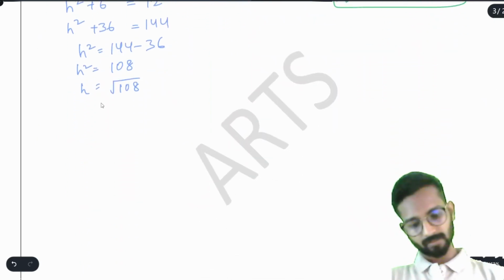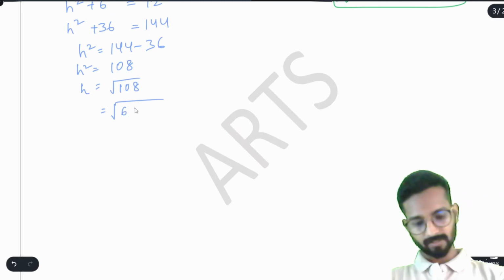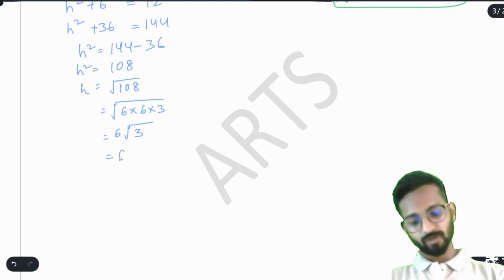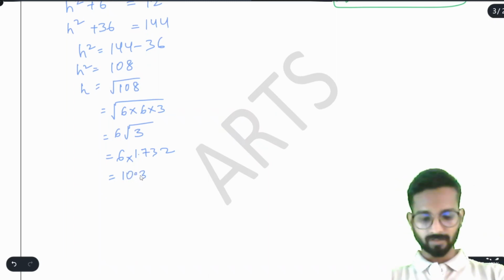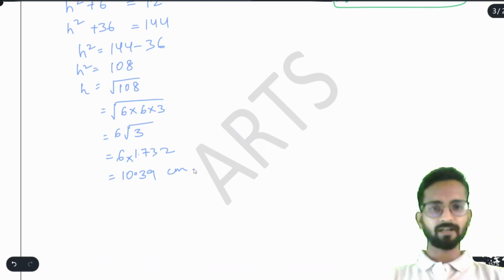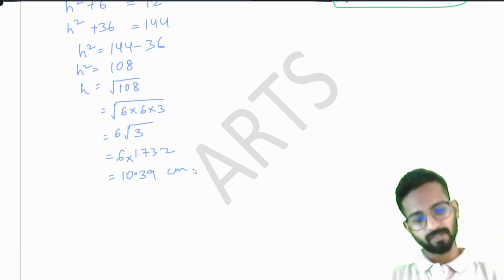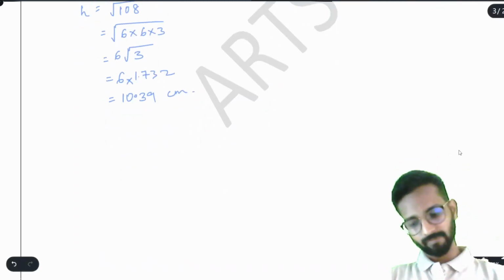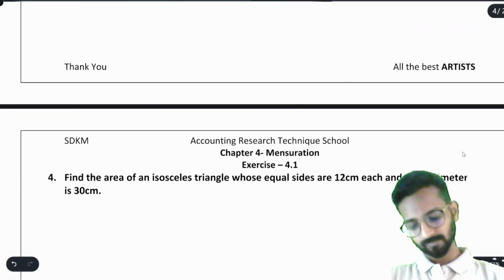You can say root 108 can be written as 6 cross 6 cross 3, which is nothing but 6 root 3. We know what's the value of root 3? 1.732, which will make 10.39 centimeter approx. You can write 10.40 also, there is no problem with that. Okay. Now moving further to the next question.